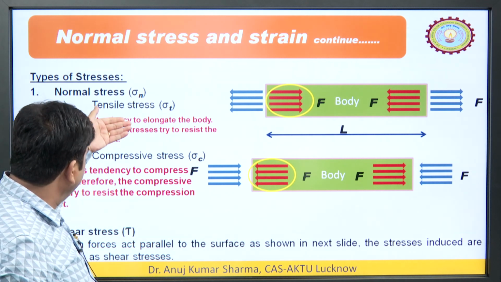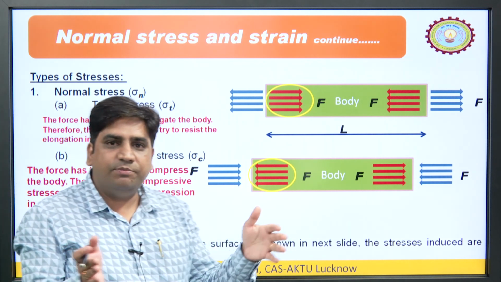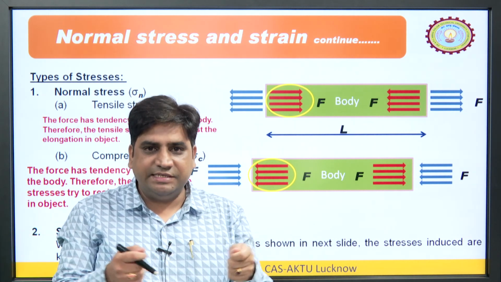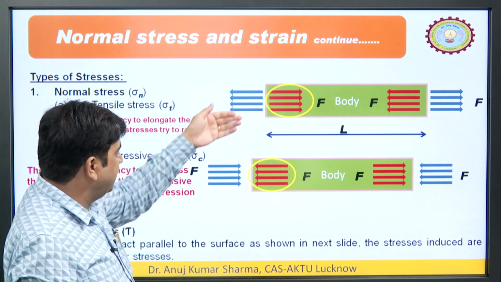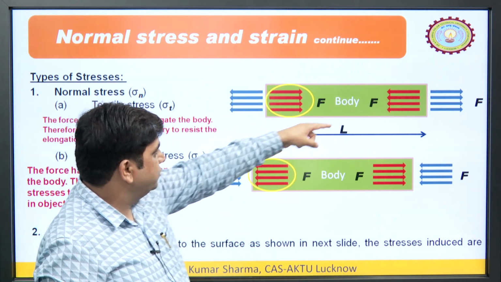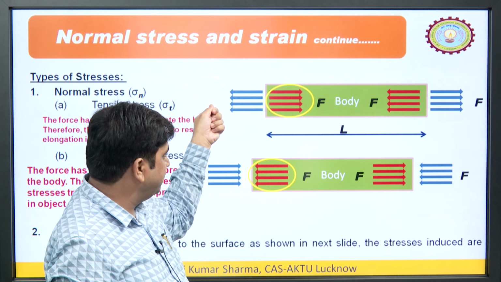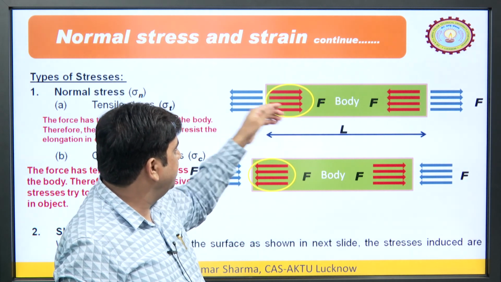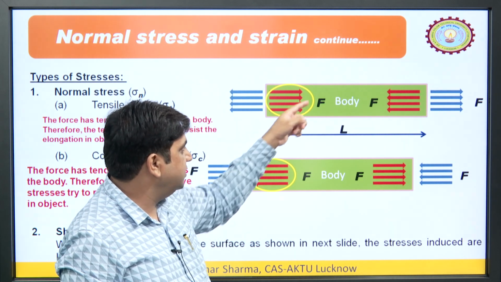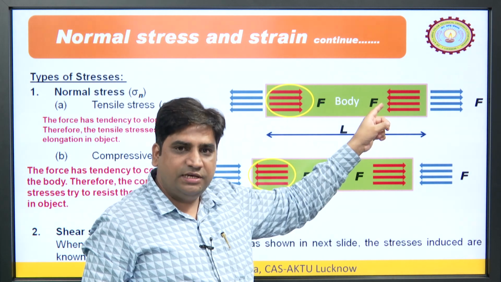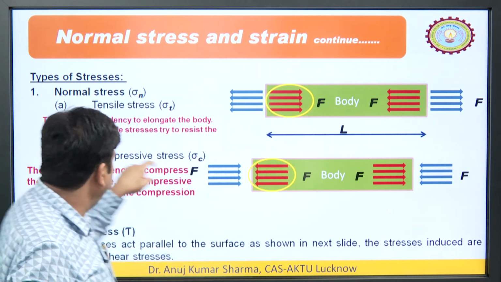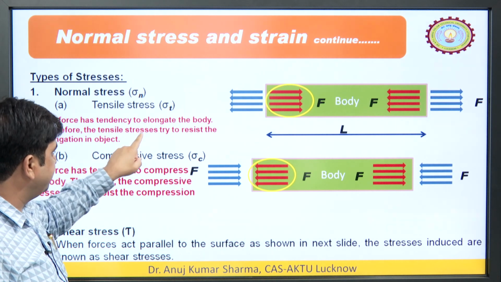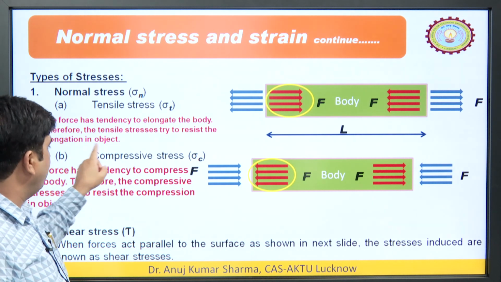Normal stress can further be classified depending upon the type of force. If it is compressive, then it is compressive stress, if it is tensile, then tensile stress. We can understand with the help of these two diagrams. The first one is where we are applying the tensile force. The stresses induced due to the tensile force are tensile stresses. The force has a tendency to elongate the body, therefore the tensile stresses try to resist the elongation in the object.